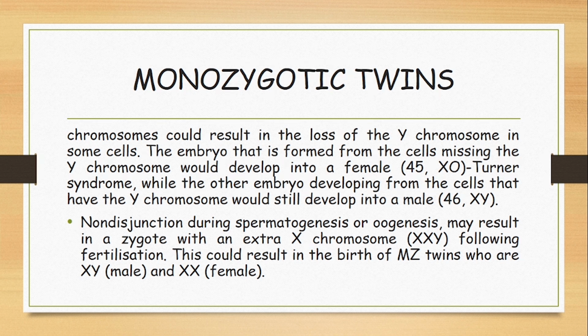It can also result from non-disjunction during spermatogenesis or oogenesis. In this way, there could be an extra X chromosome in the zygote, and when division takes place, it can result in monozygotic twins of an XY male and an XX female. So one will need to take some extra care in these two respects to distinguish monozygotic twins from dizygotic twins. But these non-disjunctions and fertilization by a Y chromosome bearing sperm are very rare.